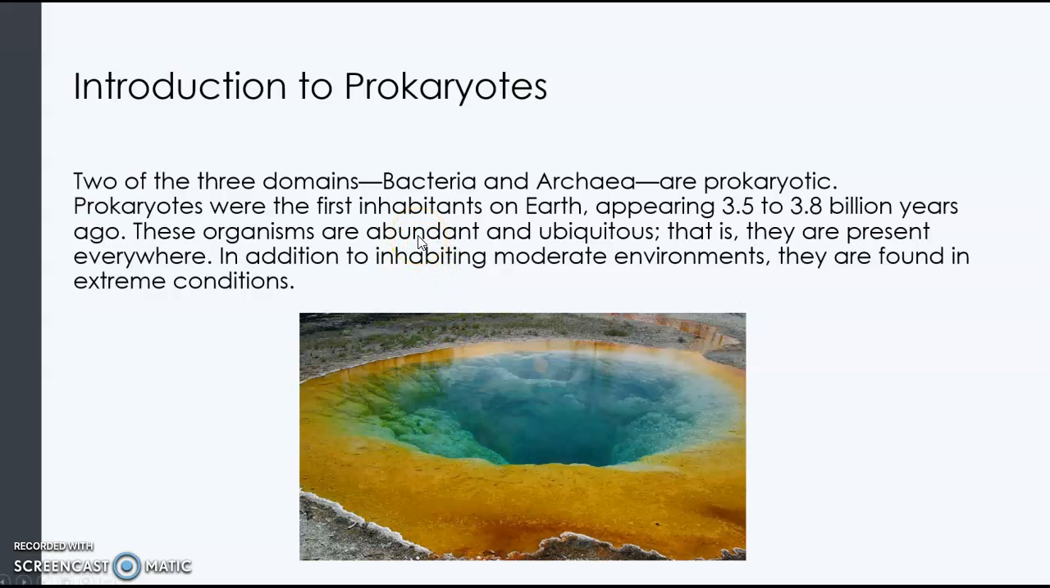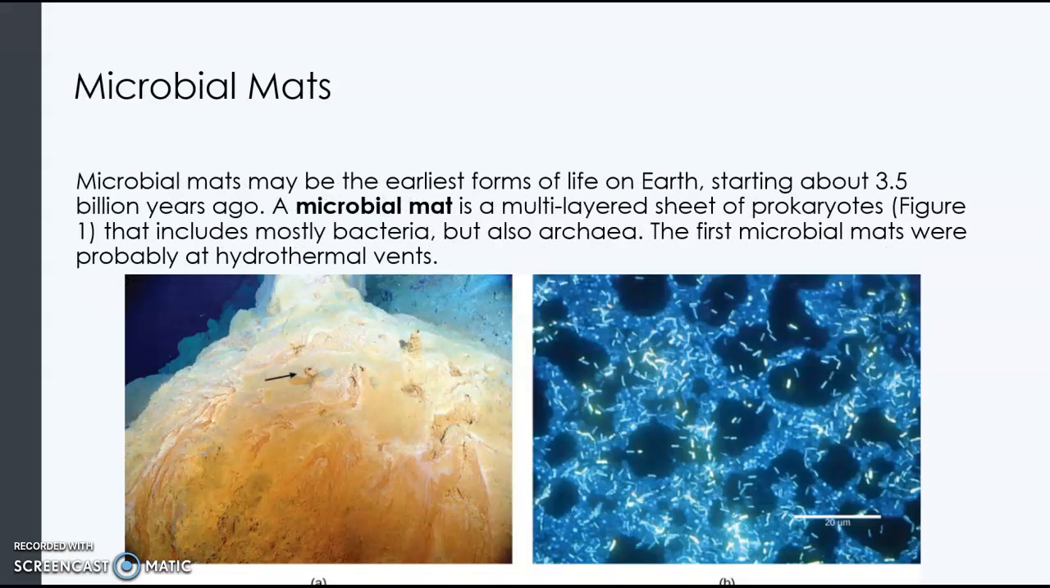Okay, so we have 3 domains of living things. The 3 domains of living things are bacteria, archaea, and eukarya. So 2 of the domains are prokaryotic. That means the cells do not have a nucleus. Bacteria and archaea are prokaryotic. That means their cells do not have a nucleus, and they also are single-celled or unicellular.